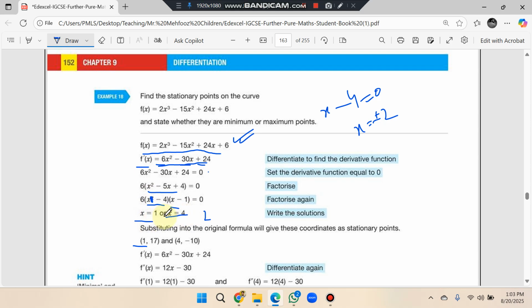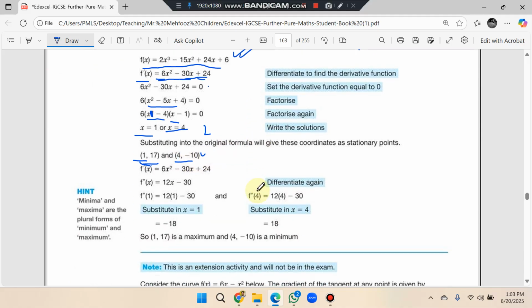So we have two values of x, that is 1 and 4. When we put 1 into this parent function, we get 17. When we put 4 into this parent function, we get minus 10. So these are the 2 points. Now we check which is maximum and which is minimum.